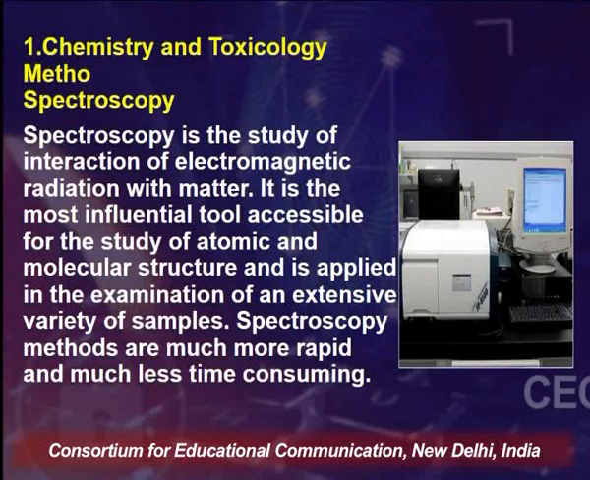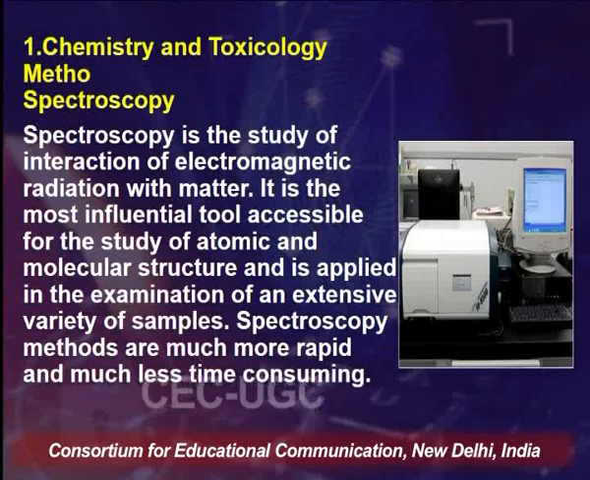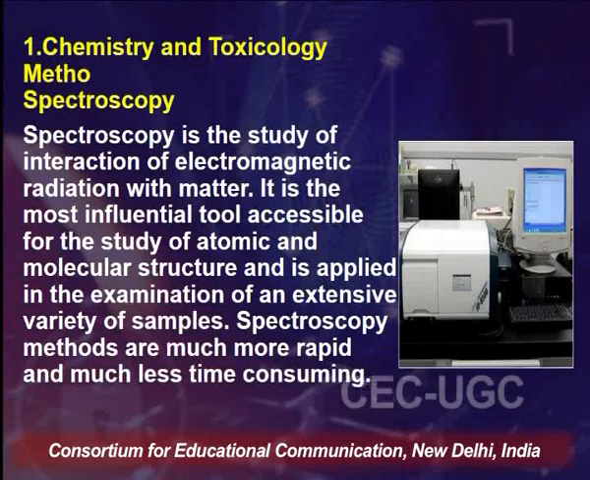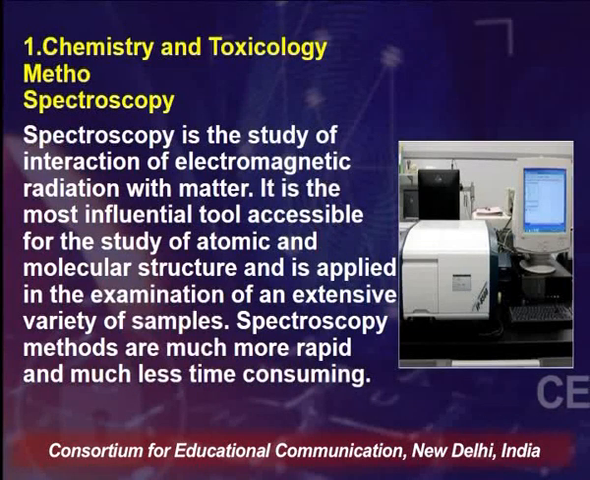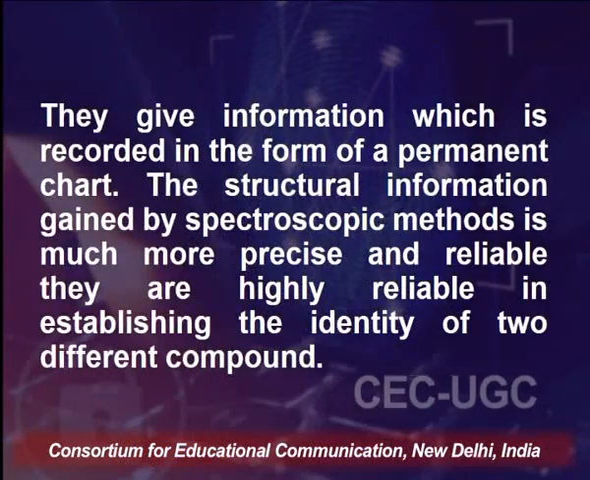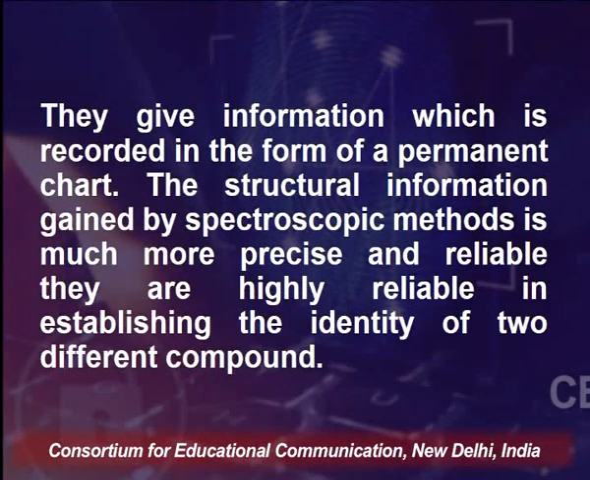Spectroscopy and chromatography are two techniques which can give us the confirmatory result of which kind of evidence is being analyzed. Spectroscopy methods are very rapid and very less time consuming. They give information which is recorded in the form of a permanent chart, and in the form of peaks we can get the structural information gained by the spectroscopic methods, and we have precise and reliable results where we can identify two different compounds.